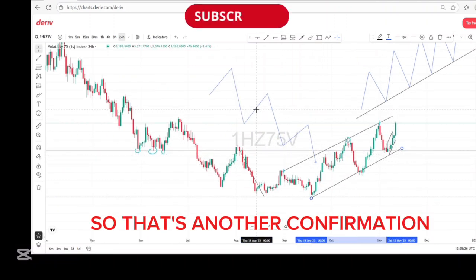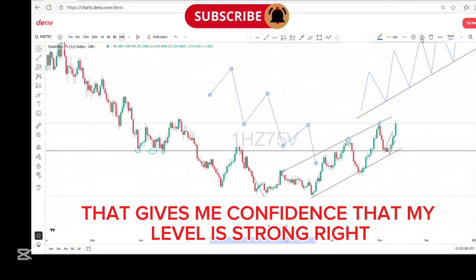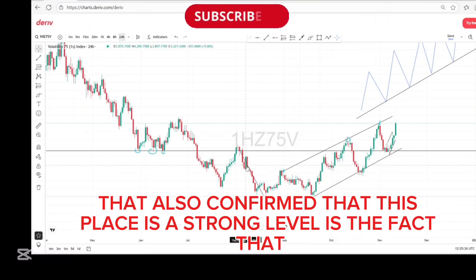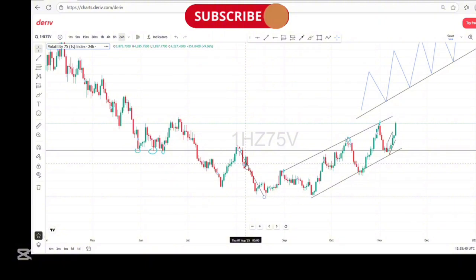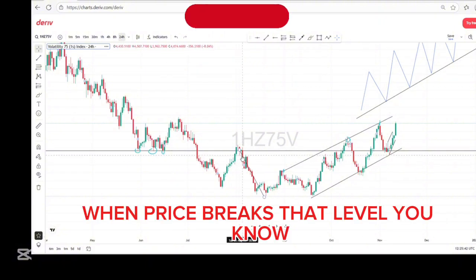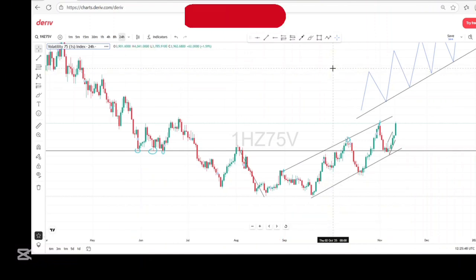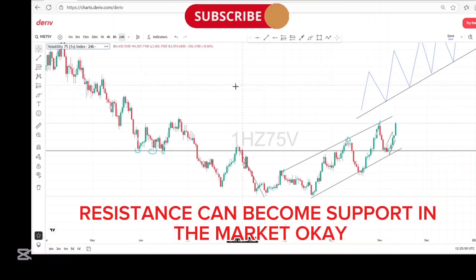So that's another confirmation that gives me confidence that my level is strong, right? And then another confirmation that I saw in this market, which also confirmed that this place is a strong level, is the fact that when price breaks that level, usually supports can become resistance in the market. Resistance can become support in the market.